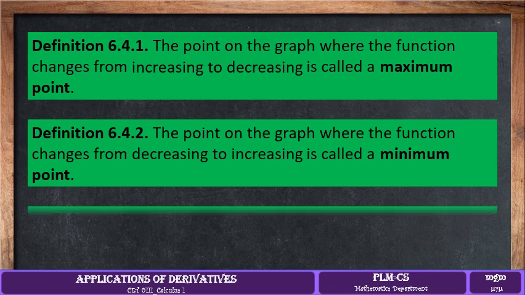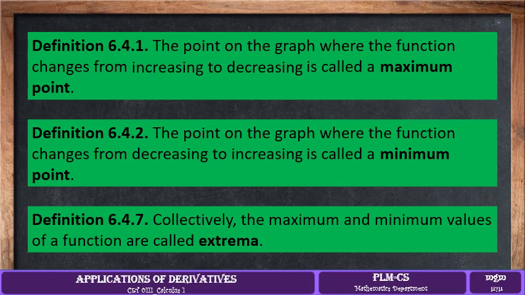And by definition 6.4.7, collectively, the maximum and minimum values of a function are called extrema, which means that when we use the word extrema, we are referring to either the maximum or the minimum values.